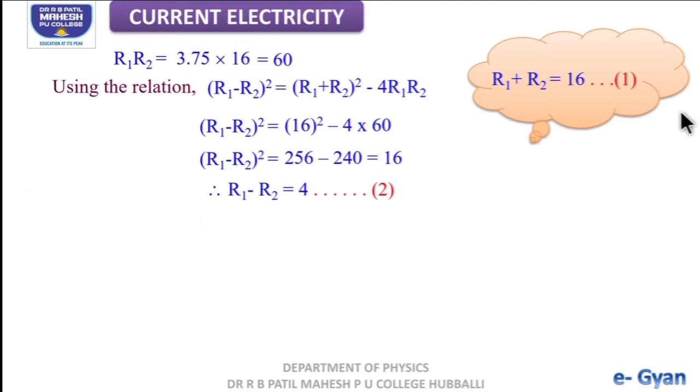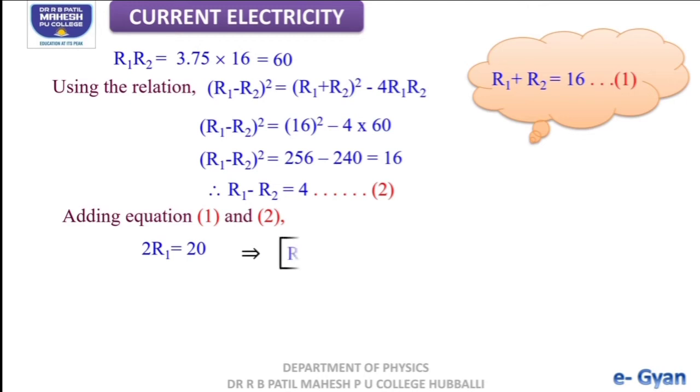Now we have got two equations. One is R1 plus R2 is equal to 16 and the second one is R1 minus R2 is equal to 4. In the first equation R2 is positive and in the second equation R2 is negative. Therefore, when we add equations 1 and 2, R2 will get cancelled and we get 2 times R1 is equal to 20. That is, R1 is equal to 10 ohm. Finally, we get the value of R1 is equal to 10 ohm.